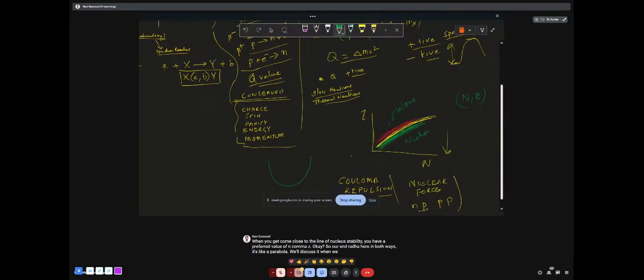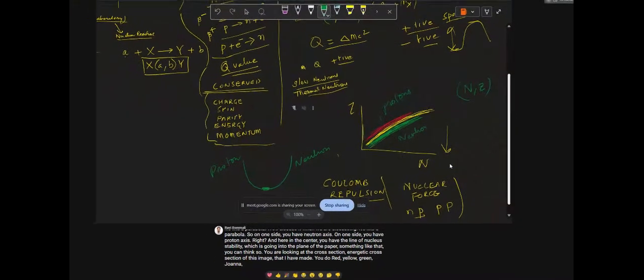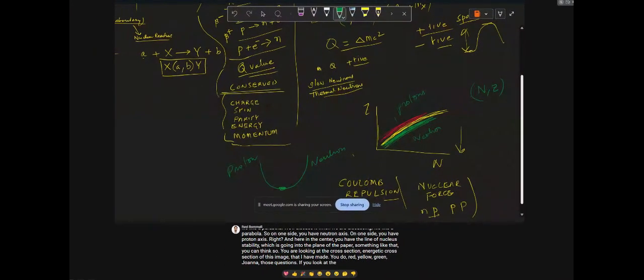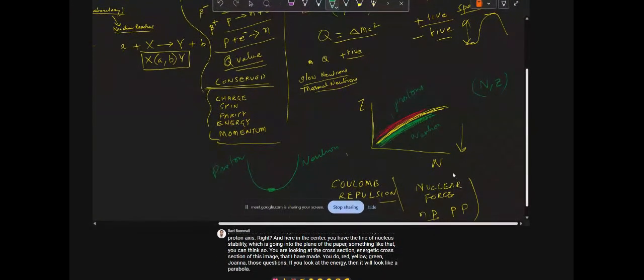We'll discuss it later. It's like a parabola. So on one side you have neutron excess, on the other side you have proton excess, right? And here in the center, you have the line of nuclear stability, which is going into the plane of the paper, something like that you can think. So you are looking at the energetic cross section of this image that I have made. If you look at the energies of the red, yellow and green regions, then it will look like a parabola. We'll derive those equations also.